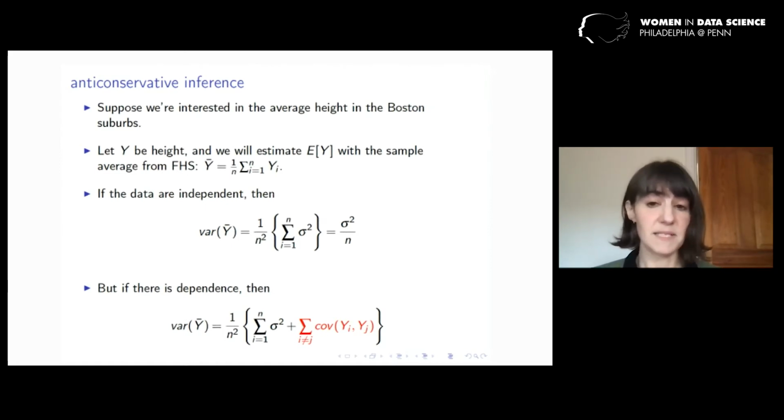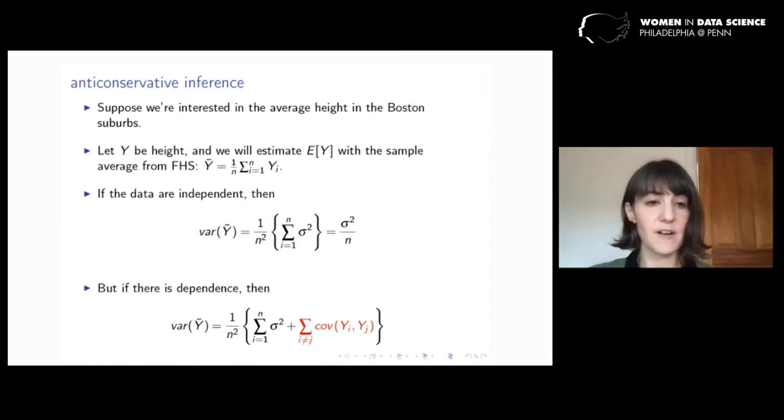If you've ever taken a statistics class, you'll probably know this formula. The variance of a sample average is sigma squared, which is the variance of a single observation, divided by n, which is the number of observations in our sample. So in this case, it would be sigma squared, the variance of height in the Framingham Heart Study, divided by n, the number of people in the Framingham Heart Study. Well, what if we use sigma squared divided by n as our variance estimator when, in fact, the data are dependent? The true variance is in this last line here, and the red term is what's missing from the standard variance estimator that assumes the data are IID.